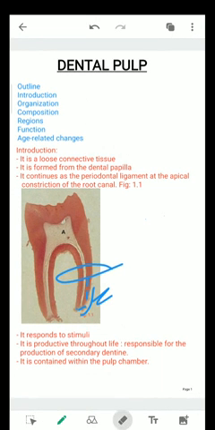Moving on, the dental pulp basically responds to stimuli, hence it is innervated. It is productive throughout life, with its major function being the production of the secondary dentin. It is contained within the pulp chamber. The pulp chamber is bounded by the odontoblasts, the cells which give rise to the dentin, or are responsible for the production of dentin.